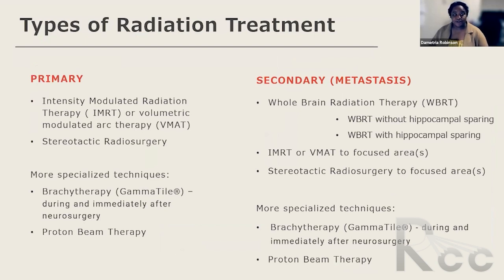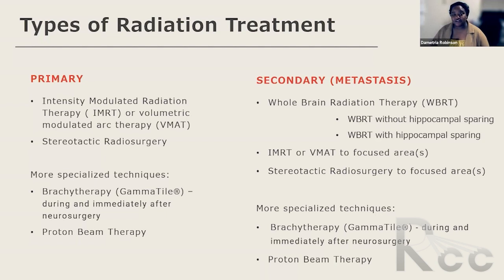This is where, when we're dealing with primary disease, we can treat it with IMRT, which is intensity modulated radiation therapy, or VMAT, which is volumetric modulated arc therapy. Stereotactic radiation can occur, and that's really where you're going to see some of those benign tumors being treated. And then you also have your more specialized treatments that can happen, brachytherapy, proton therapy. This can happen with any of your patient populations.